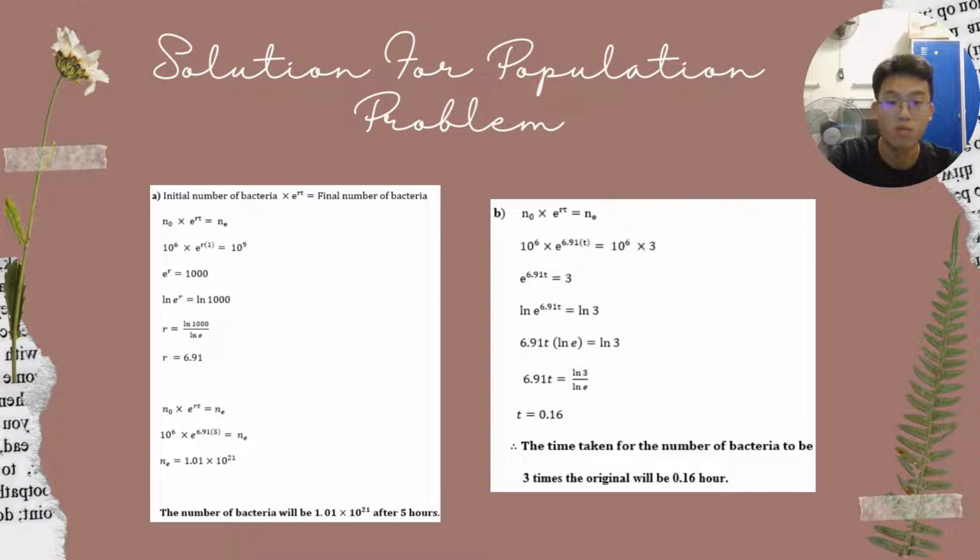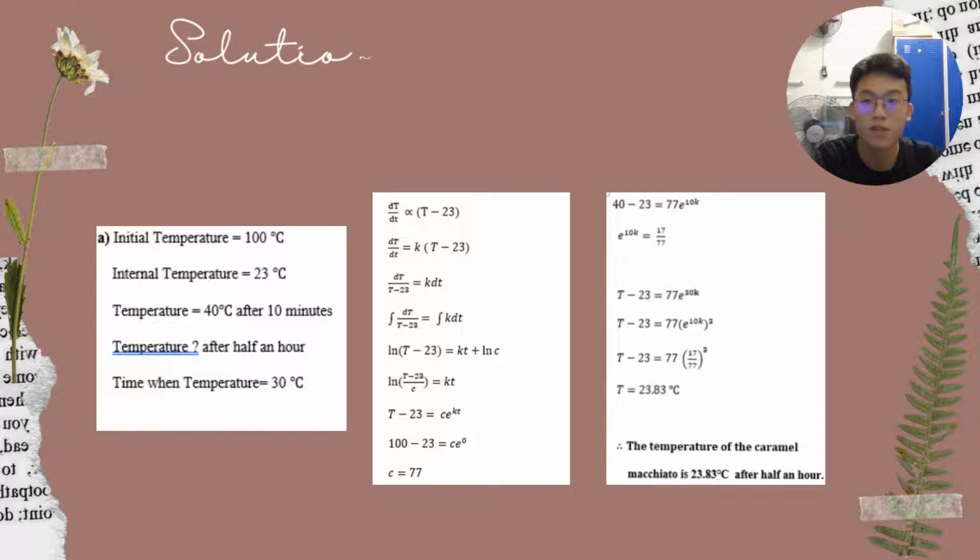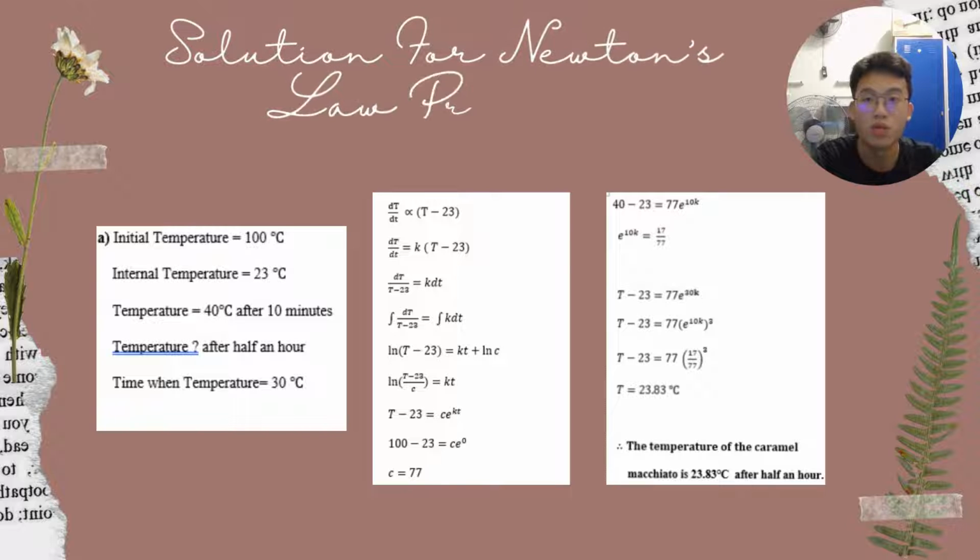will be 0.16 hours. For the second question, which is Newton's law, we get that the initial temperature of the drink is equal to 100 degrees Celsius. The room temperature is 23 degrees Celsius, and the temperature will be 40 degrees Celsius after 10 minutes. So the question is, what's the temperature after half an hour, and how long will it take to reach the temperature of 30 degrees Celsius?